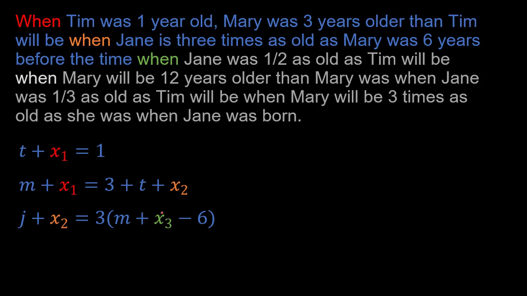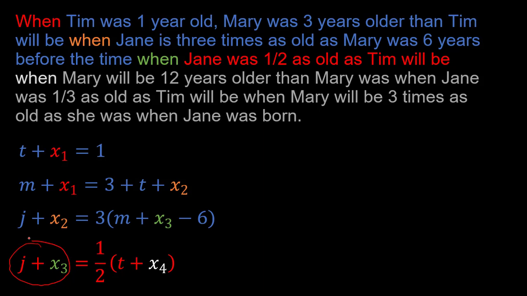So we're going to turn this x3 green, and we're going to reference that again in our next sentence. Jane was half as old as Tim will be when. So we got another when down here, and this is a different when. This is the same as that x3 down here. So on our left side, we're just going to have j plus x sub 3 down here.